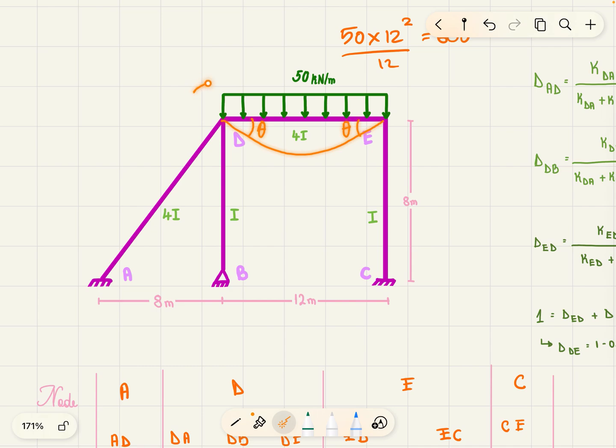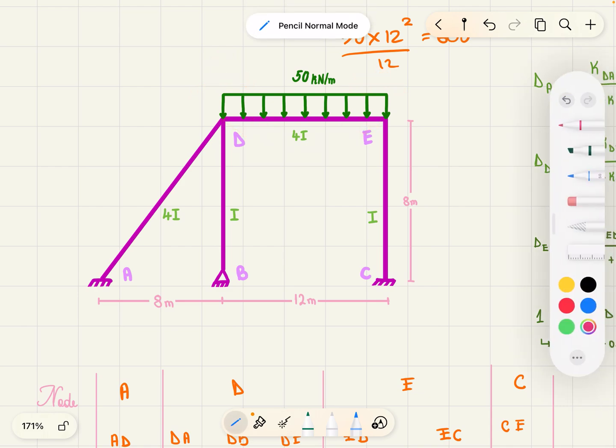The rotation at D is in the clockwise direction, usually assumed to be positive. And the rotation at node E is in the anti-clockwise direction, assumed to be negative. So let's write these here. D was positive clockwise, and E was negative anti-clockwise. This will come in handy later on.